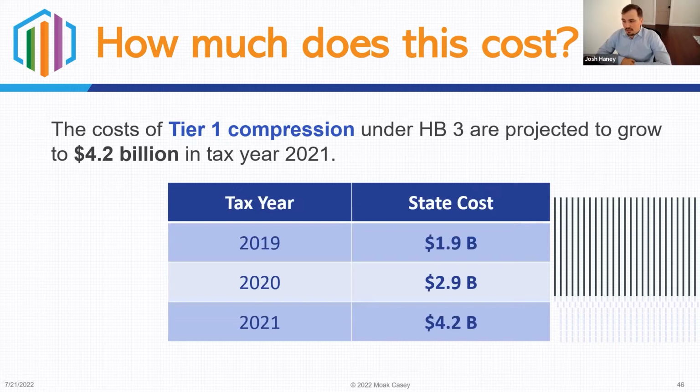We don't know what the cost is for tax year 22 because you haven't gotten your certified values yet for 22 and haven't reported those to the state. But once all the dust settles on the local property value survey, we'll be able to update this slide and show how those costs are continuing to grow. Based on anecdotal evidence, I've talked to districts across the state and they're seeing record levels of property value growth. So I imagine we're going to see a pretty big increase in the cost of this tier 1 tax compression.